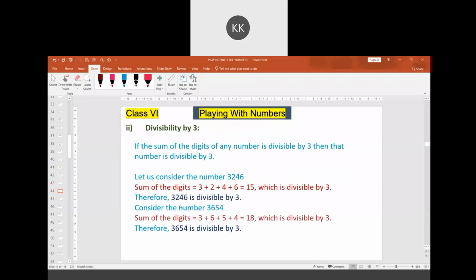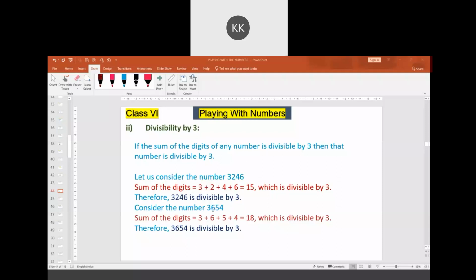Next, test for divisibility by 3. You must remember that we need to add the digits. When the sum of the digits is divisible by 3, then the number is divisible by 3. If you consider an example, 3246, if you add the digits, the sum will be 15 and this 15 is divisible by 3. Therefore, the number is divisible by 3.